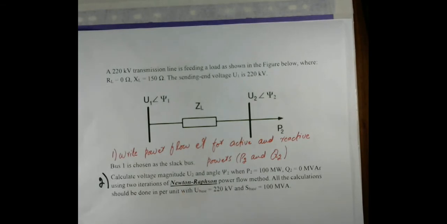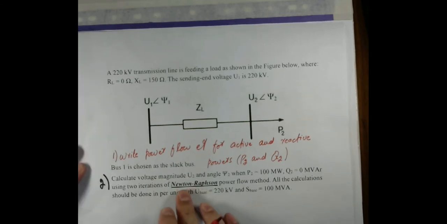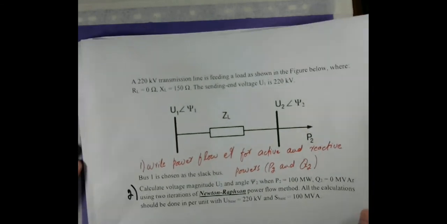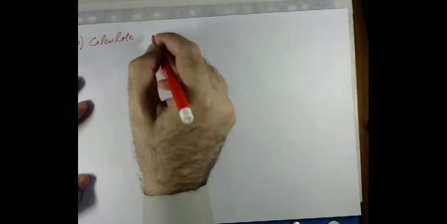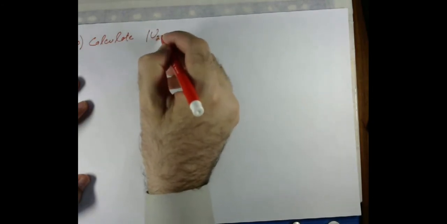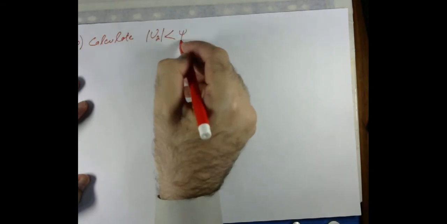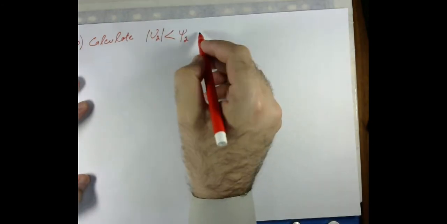By doing this exercise, I hope it will make your understanding more clear related to this particular method. So now let me proceed to the second task. The second task is related to the calculation of the voltage. So the second task is to calculate U2 with angle psi 2, using the Newton-Raphson method.